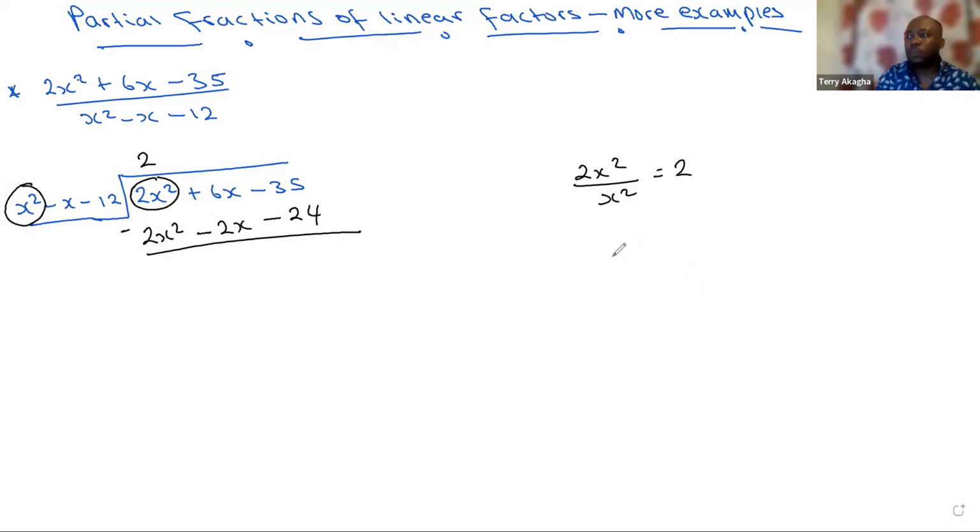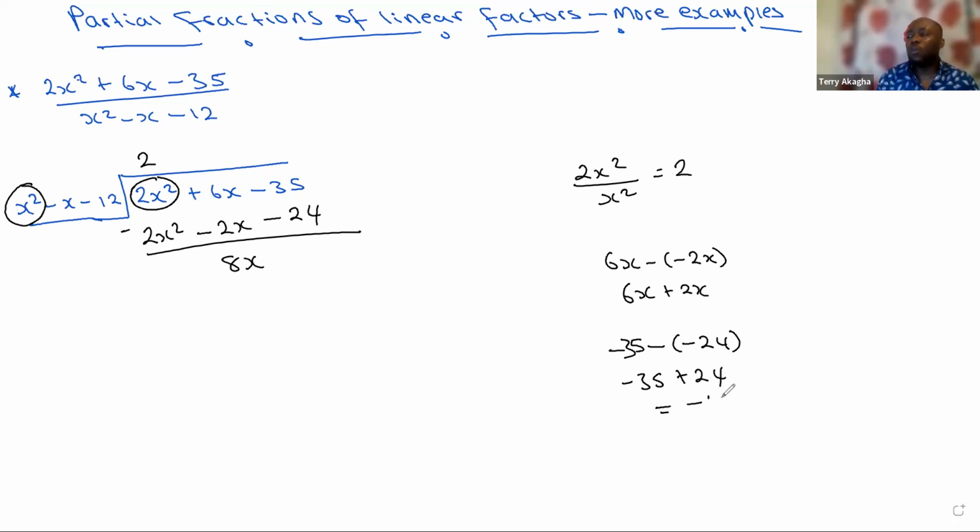6x minus minus 2x: minus times minus will give you plus, so it'll be 6x plus 2x, and that will give you 8x. Then minus 35 minus minus 24, which is minus 35 plus 24, and that should give you minus 11. So here is minus 11. Now you can see we can't divide any further, and that should be the answer.